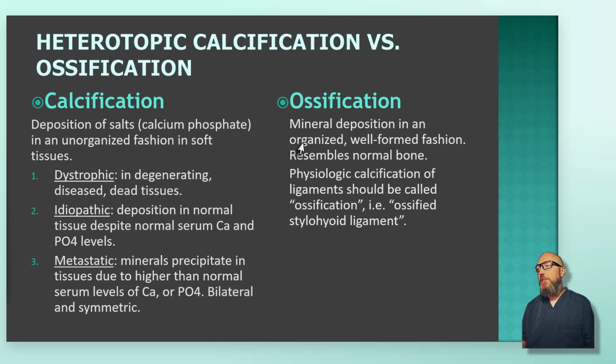Then ossification is a little bit different. That's mineral deposited in an organized, well-formed fashion. It does resemble real bone. Sometimes it even has a cortex and marrow space. And so this is where terminology is really important. Something like a ligament, the stylohyoid ligament, which we're going to see calcified pretty frequently, you shouldn't refer to as calcified when really it's ossified. So you should call it the ossified stylohyoid ligament.